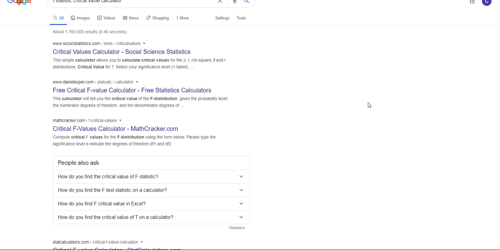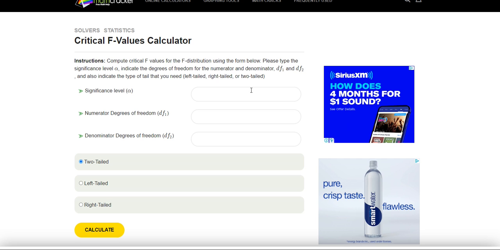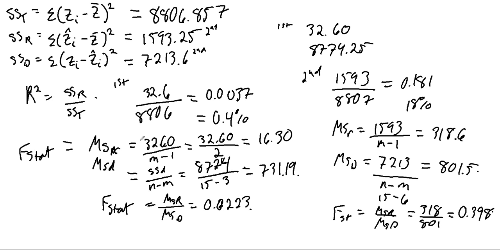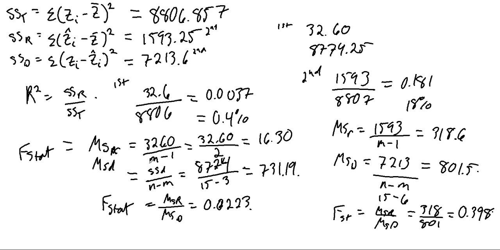So here's a critical value calculator. It asks for the significance level, let's say we want 5%. Numerator degrees of freedom. Let's go back to what we were working on here. The numerator degrees of freedom is m minus 1. So if we go back, for my first order, I had m equal to 3, so it would be 2. And then my denominator, going back to the paint again, is my SSD, so that one is 12.